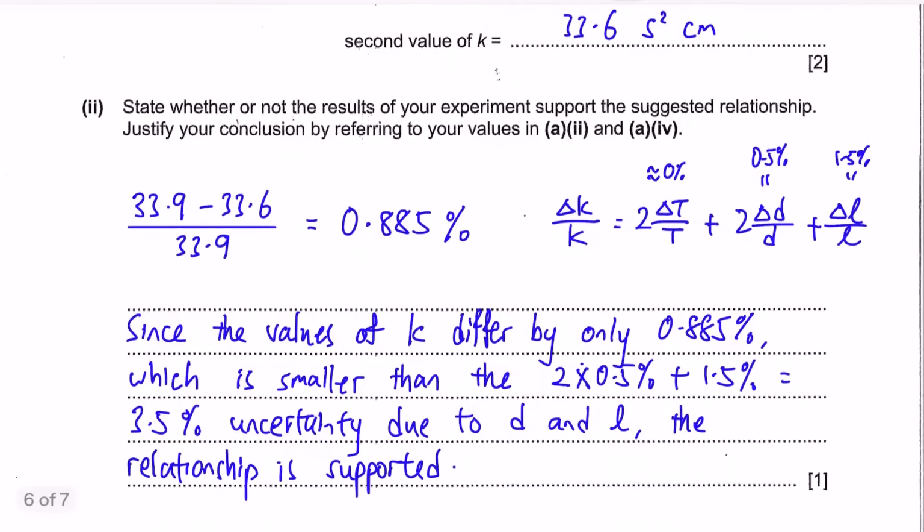So now you can go ahead and say that since our values of K differ by 0.885%, which is smaller than this amount. Where did this amount come from? 2 delta D over D plus delta L over L. So 0.885% is smaller than this 3.5%. So you must explicitly show this working, yeah? You must always explicitly show the two numbers that you are comparing. So since this is smaller than this, the relationship is supported. So this is how the game is played, get it?